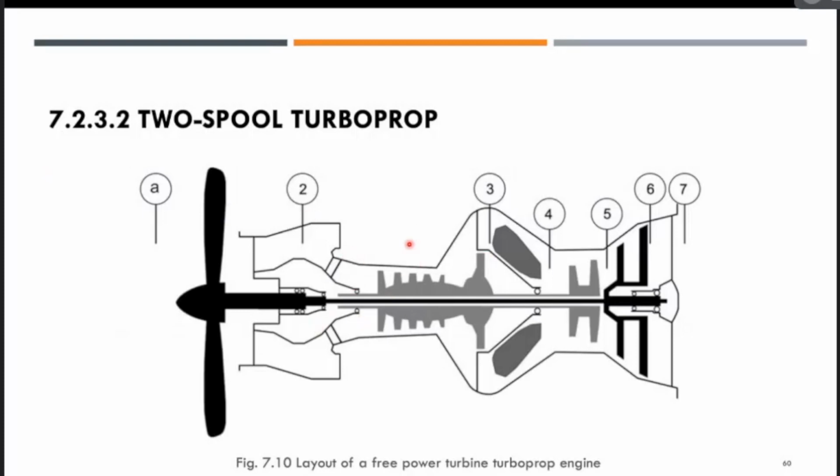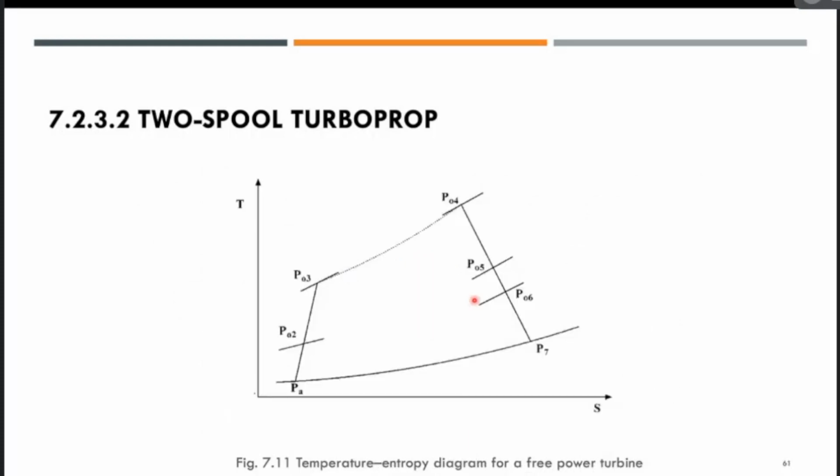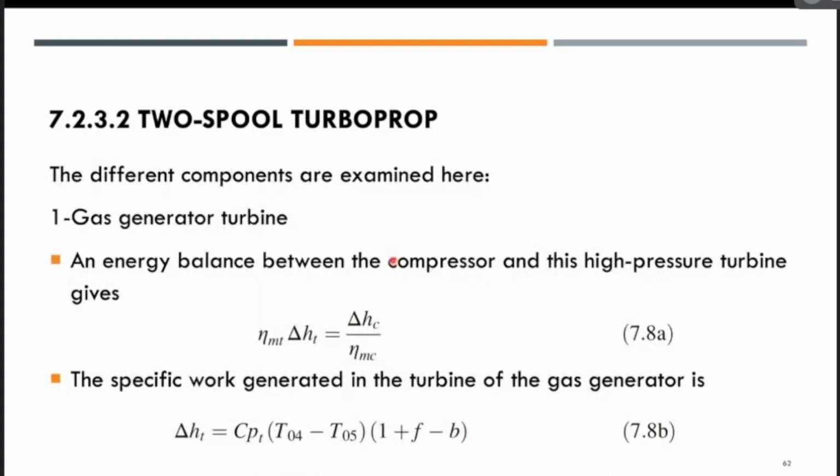So as the layout is given here, you can see the shaded black area over here is connected to the propeller, and this is the turbine. This is the low pressure turbine, and this is the high pressure turbine connected to the compressor. And figure 7.11 is the temperature-entropy diagram for a free power turbine, and we'll go through the two-spool turboprop analysis over here. The different components are examined here.